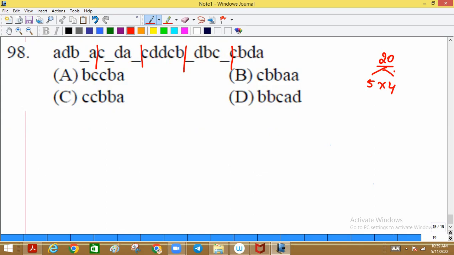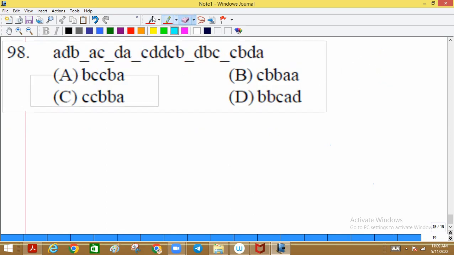Right. 1, 2, 3, 4. Where did I go wrong? 1, 2, 3, 4, 5. 24, huh? Oh, 24 means 6 blocks repeating 4 times or 4 blocks repeating 6 times, right?